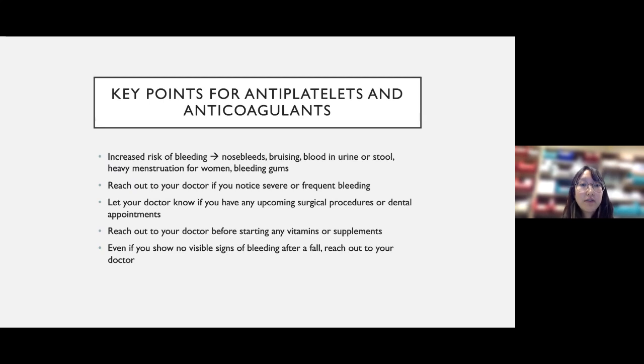So now I'll end off our discussion on antithrombotics with some key points. So something important to remember with our antiplatelets and anticoagulants is that these agents increase your risk of bleeding. So this can result in nosebleeds, bruising, blood in the urine or the stool, heavy menstruation for women, or bleeding from the gums. If you notice you're bleeding severely or bleeding frequently, then you should definitely reach out to your doctor.